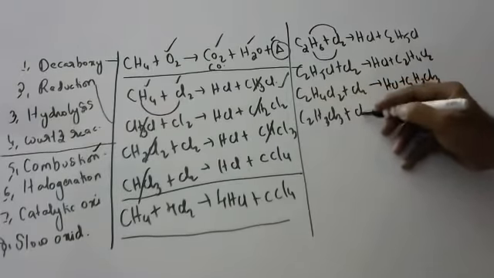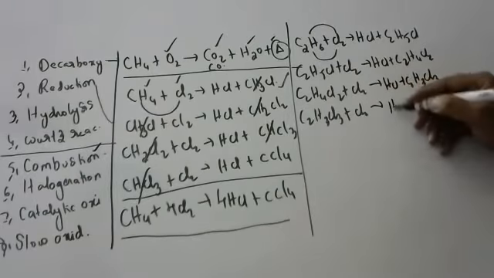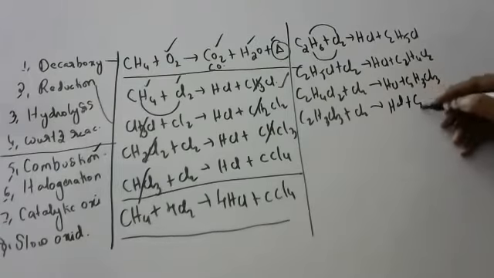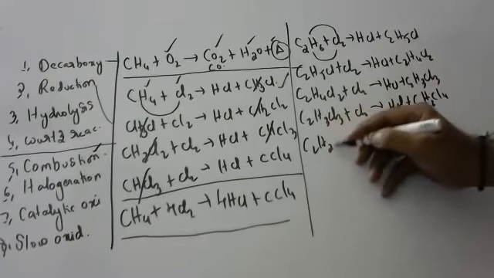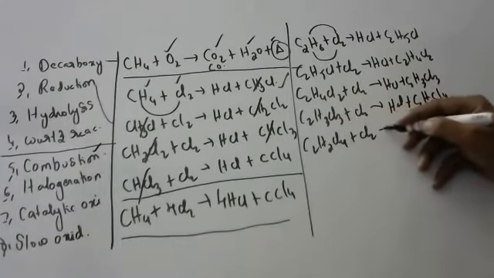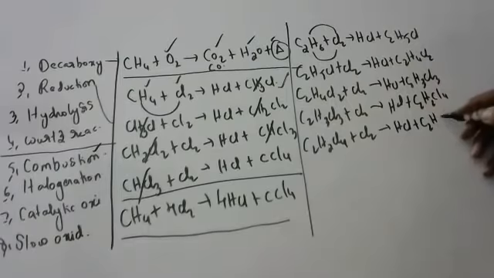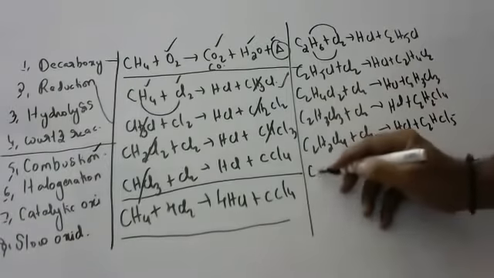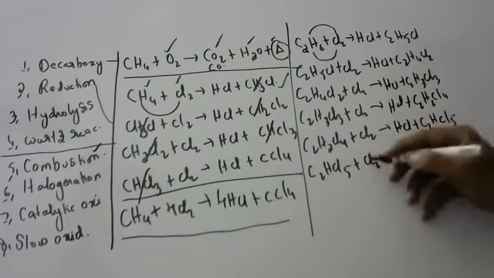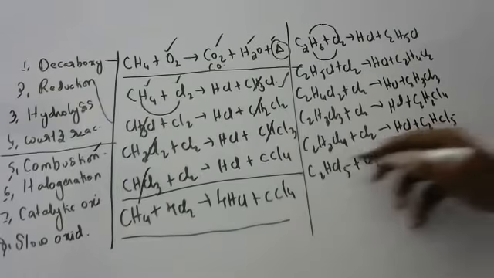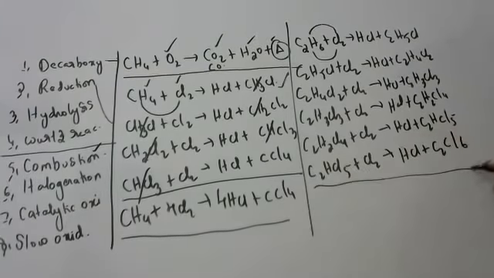Take C2H3Cl3 and add chlorine. One H, one Cl will go out as HCl. You'll get C2H2Cl4. Take C2H2Cl4, add again chlorine. One H, one Cl goes out as HCl. You'll get C2HCl5. Take C2HCl5 again and add chlorine. One H, one Cl goes as HCl. What is left over, girls? C2Cl6.